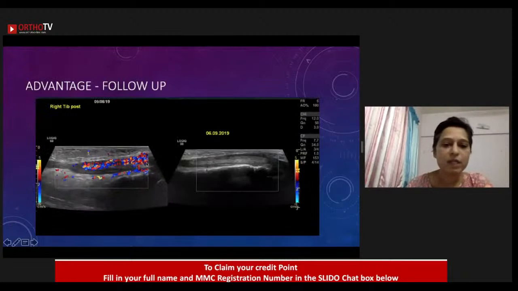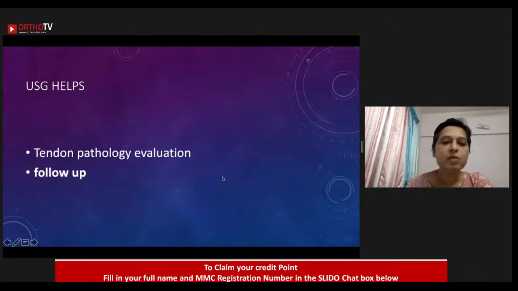The patient was treated conservatively. This is her first scan, and this is the follow-up scan 1 month after starting the treatment. You can see how dramatic the difference is. This was highly inflamed, and this is 1 month after the treatment. The inflammation is all gone, and even the tendon has become near normal. So it helps us in the follow-up evaluation of the patient.